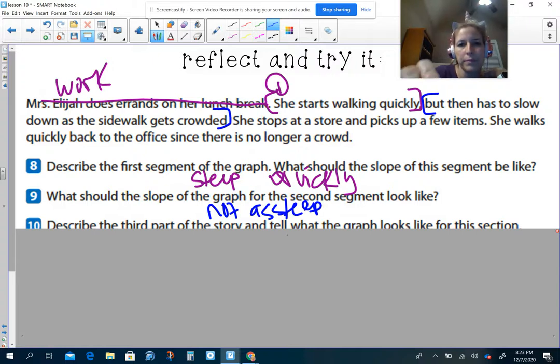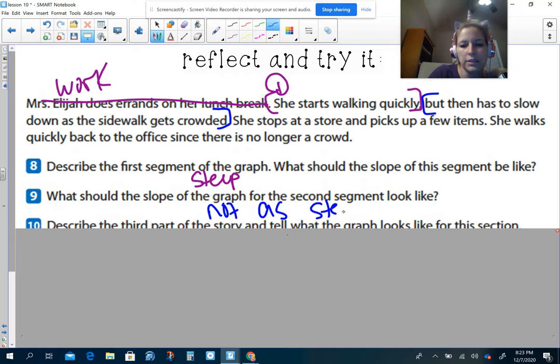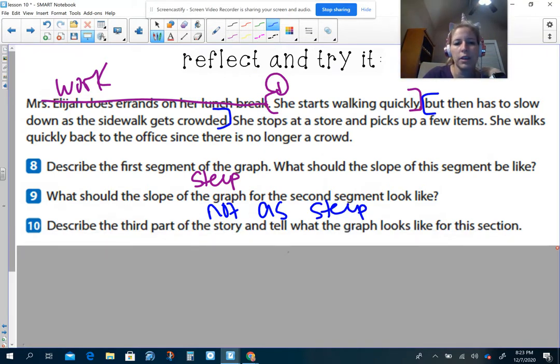Let me spread. Not as steep as B. Okay. So let's look at the third part. The third part, let's see, she stops. Ooh, let's change colors. She stops at a store. Oh, let's see, 1, 2, this is 3. Okay. She stops at a store.